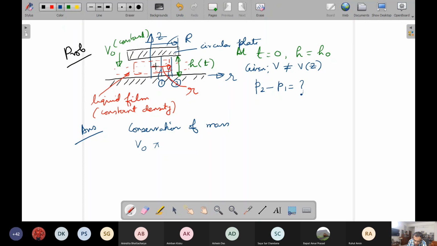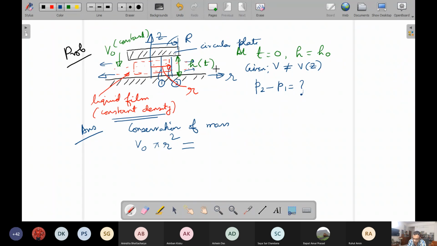So when this plate is sweeping, what is that fluid that is entering into this control volume from the top? It is simply V naught into pi r square, velocity into the area. This velocity is uniform because the plate is coming down with constant velocity. Now, what this fluid is doing to satisfy the conservation of mass, and it's a constant density, so no question of any mass accumulation inside. So what it will do is it will just get radially spilled out or squeezed out.